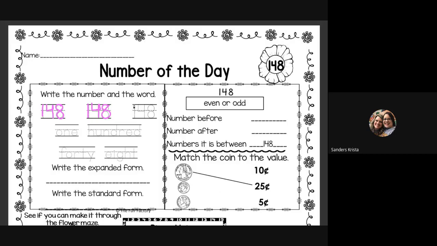Again, we have a 1 in the hundreds place, a 4 in the tens place, and we have an 8 in the ones place. We're going to sing the one song for 148.